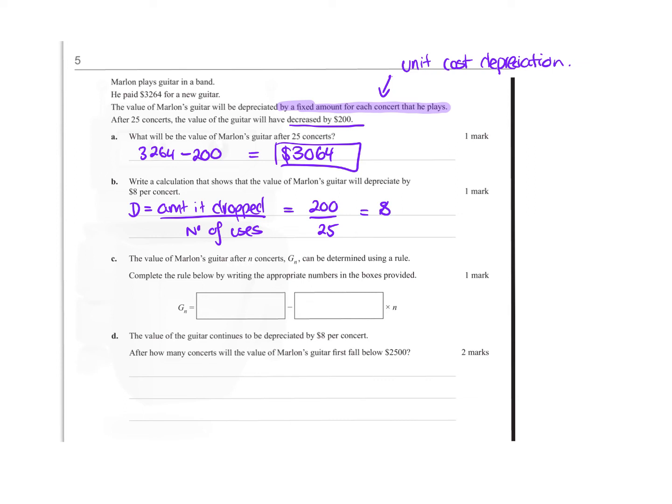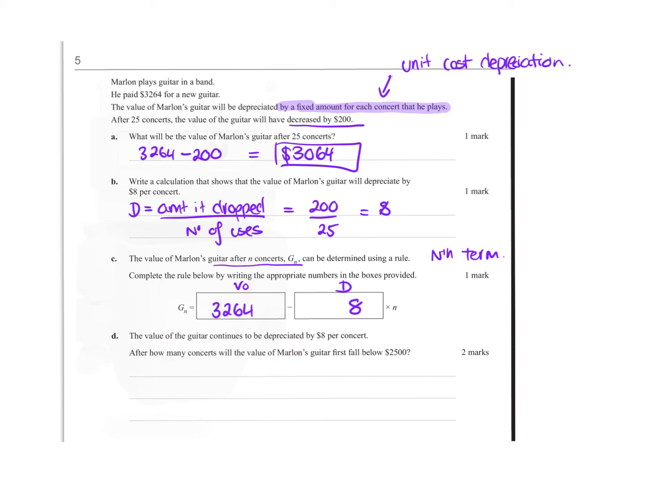Okay, the value of Marlon's guitar after n concerts can be determined using the rule. So they want the nth term formula. So when we look that up in our notes, we have to write V0 first. So what was our V0? 3264. And then it's minus, this should be our D value, which was $8.